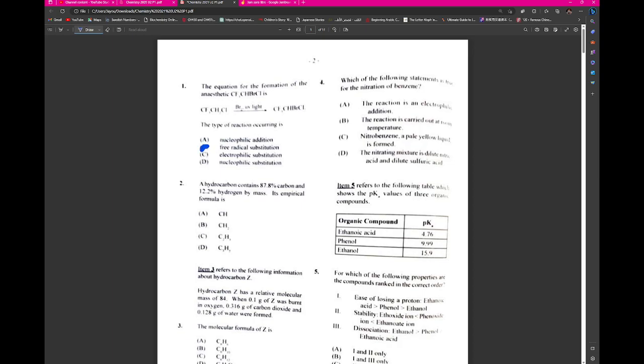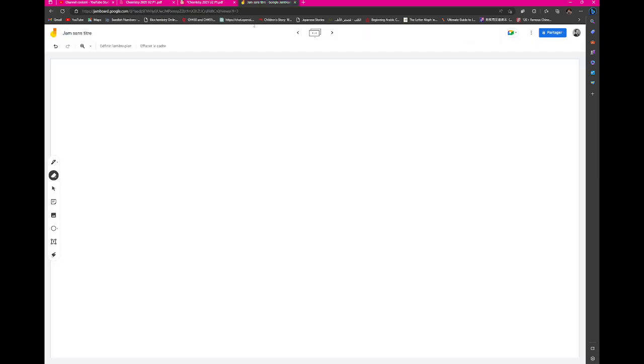The hydrocarbon contains 87.8% carbon and 12.2% hydrogen by mass. Its empirical formula is, so in order to find the empirical formula from things like these, I would suggest that we do it this way using the Jamboard. Hope you guys can see the Jamboard. Let me check. All right, you guys should be able to see it.